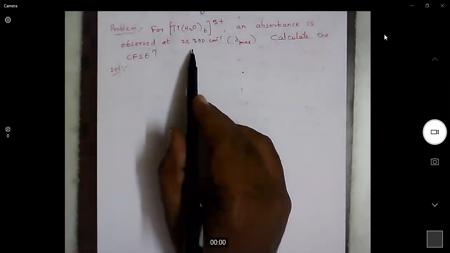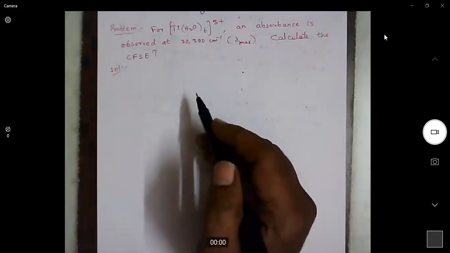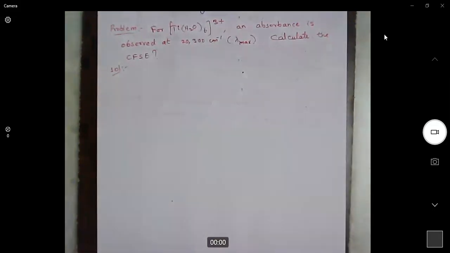We will try to solve a simple problem. Hexa aqua titanium 3+ ion, Ti(H2O)6 3+, gave an absorbance of 20,300 centimeter inverse in UV visible spectroscopy. Then calculate the CFSE. Generally, the CFSE or energy difference band gap values will be calculated from UV visible spectroscopy.